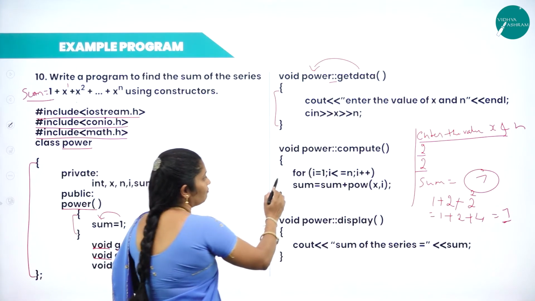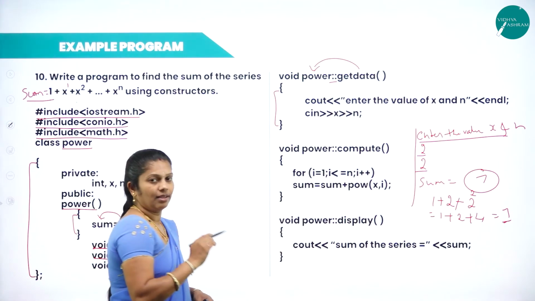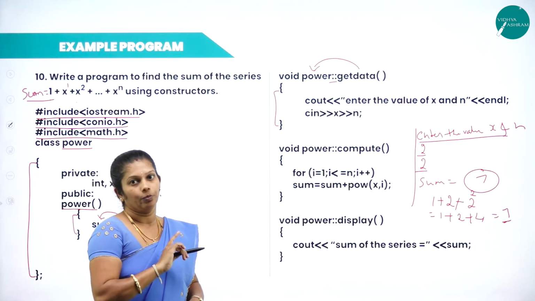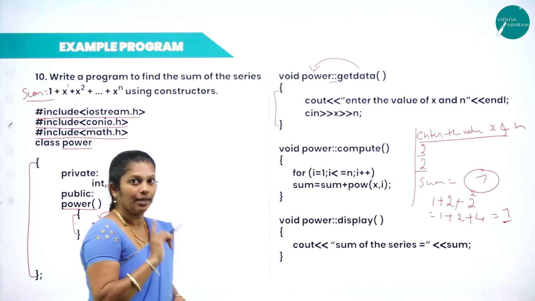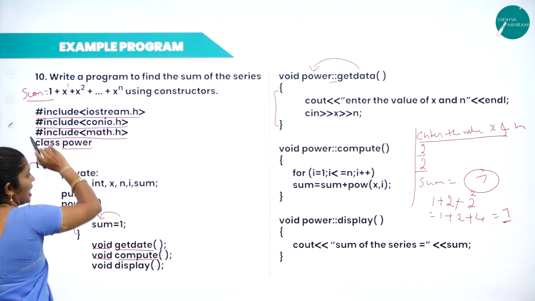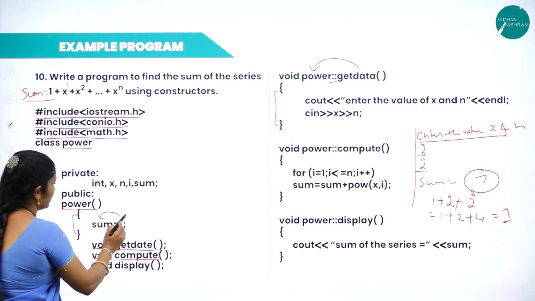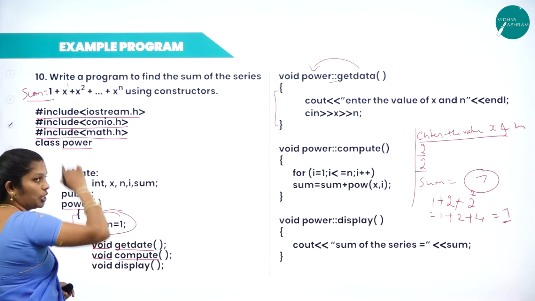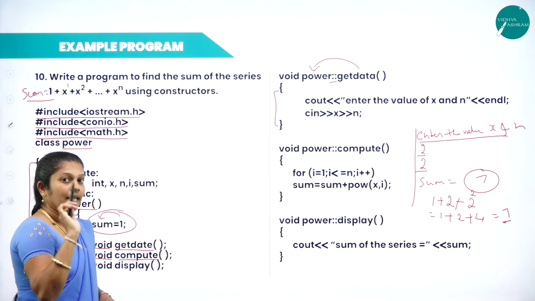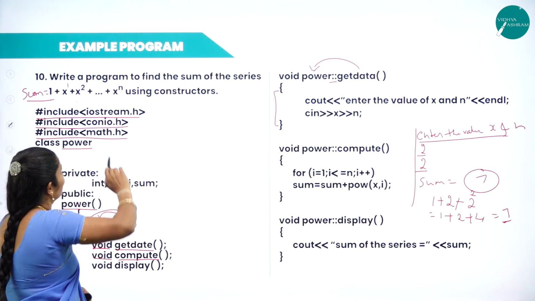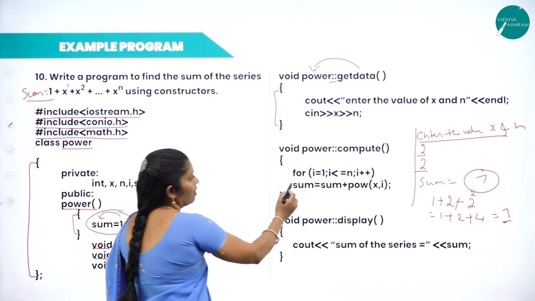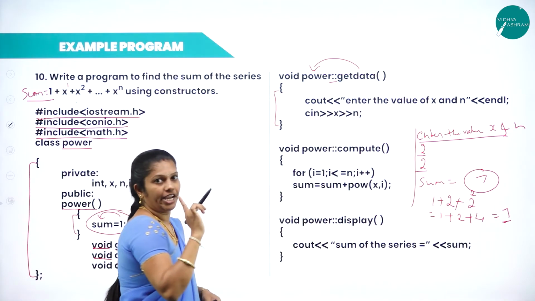Then here, for i equals 1. If you observe, I have not written 0. I have written i equals 1 because we already initialized sum equals 1 by using the constructor function. Here if you observe x to the power of 1, it means the power starts from 1 till the number which we are given. That's why you have to write for i equals 1.